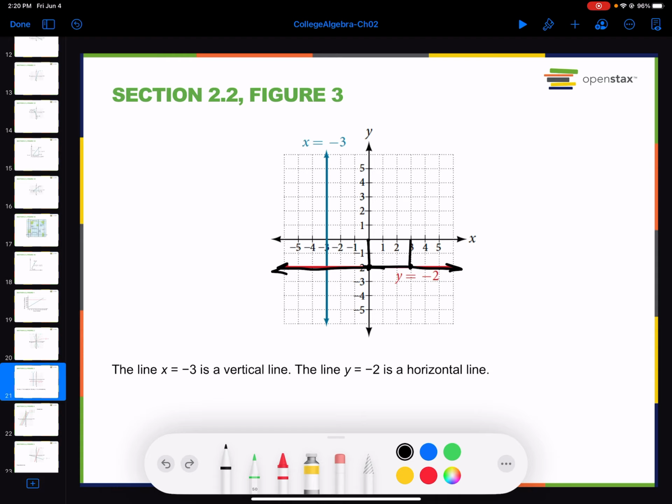You want to make sure you're counting your y. And same thing here with x. So for x equals -3, we're going to go along the x value to -3 and make a dot, and then pick any other one. So here's 1 and go to -3 and make a dot. And then you can just connect those two.